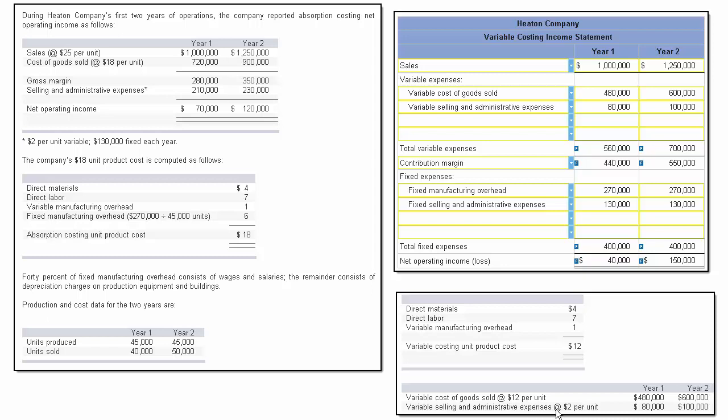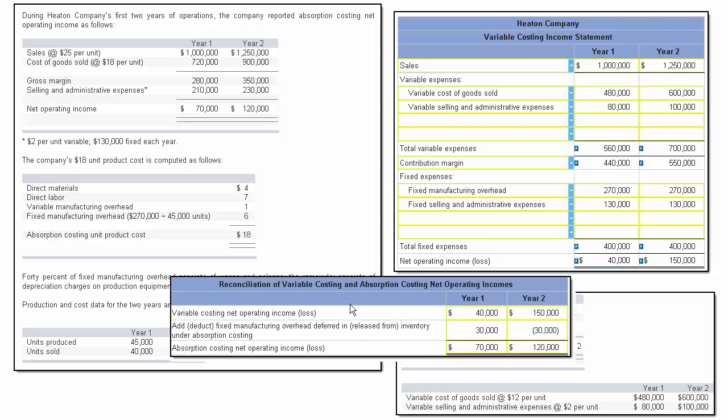The variable selling and administrative, though, has to be considered, and that's $2 per unit. They tell us that $2 per unit is variable, 130 is fixed. So the $2 winds up top, the 130 winds up down below, and fixed manufacturing overhead has to wind up below as well. What I mean by up top is the variable expenses, below is the fixed expenses. So that's how we would take an absorption costing income statement for the first 2 years and then restate it under variable costing.